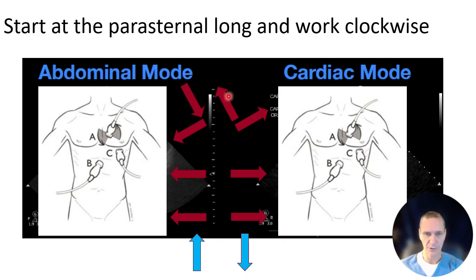If you're in cardiac mode, that's fine. The moves are the same. However, you start with the indicator at the 11 o'clock position. You still make a 90-degree turn to the right for the parasternal short. Come right down for the apical four-chamber. Move over for the subxiphoid. Another 90-degree turn for the IVC. So your moves are: start at the parasternal long, parasternal short, apical four-chamber, subxiphoid, IVC, and we'll go over all of those.